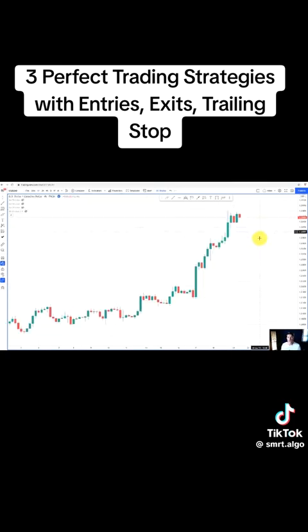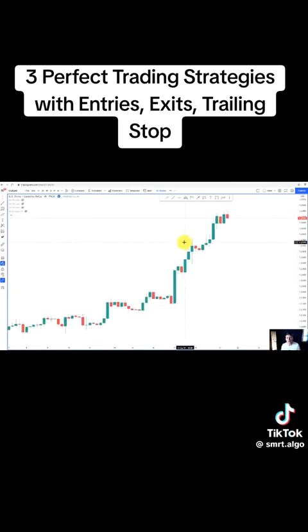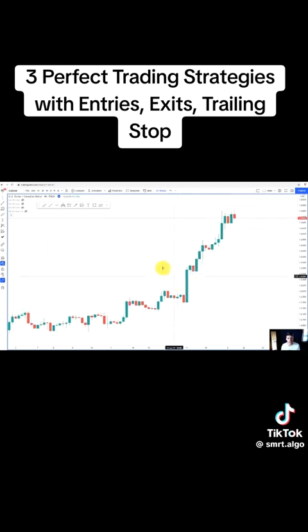Strategy number 3 is a trap pattern. I've talked about them in the past many times, and they are just so nice that I would like to include them here as well.